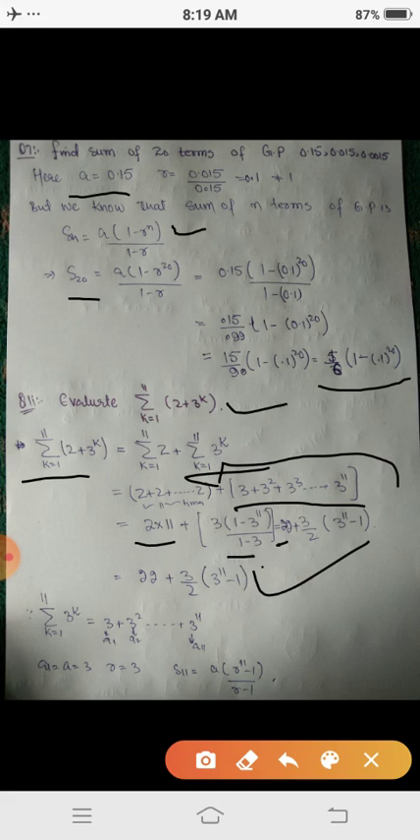That is, summation k runs from 1 to 11 of 2 plus 3 raised to power k is actually the number 22 plus 3 by 2 into 3 raised to power 11 minus 1.